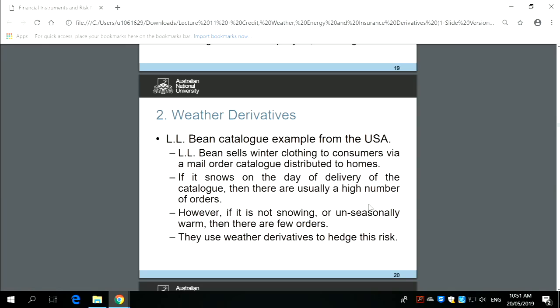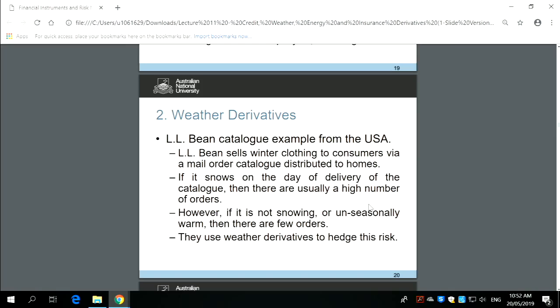So they realized that if the catalog arrived in the household on a warm day during the winter, then the chances are the people would pick up the catalog and think they don't need to buy winter clothes, so they dump the catalog in the trash bin. Okay? So then LL Bean is facing a risk.